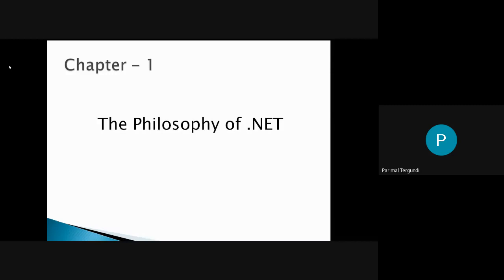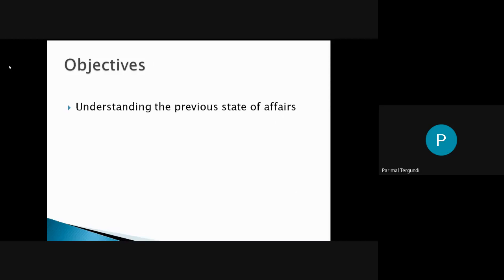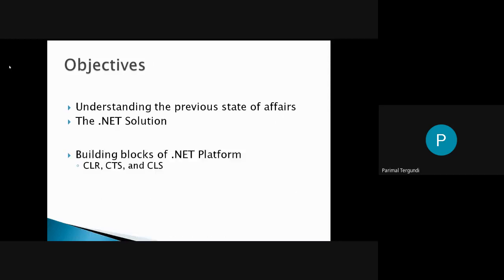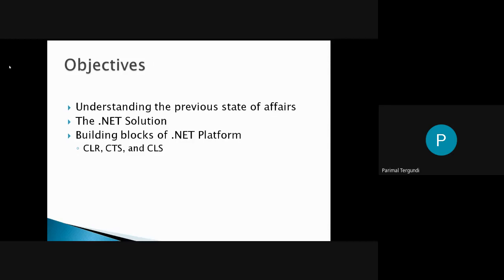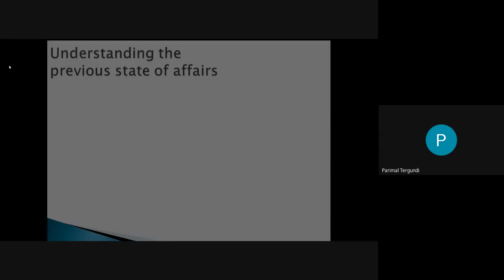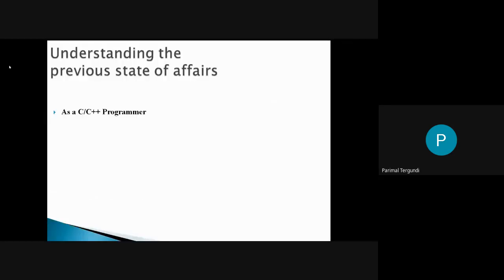So the very first unit, that's the philosophy of .NET. So here we have the objectives, understanding the previous state of affairs. So that is what we have in Unit 1: the .NET solution, building blocks of .NET platform, CLR, CTS, and CLS. And finally, .NET namespaces. Right.